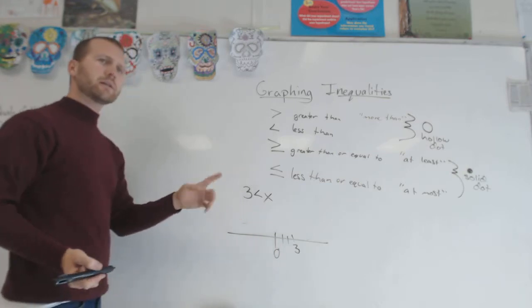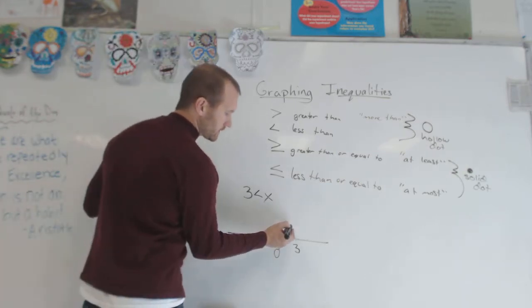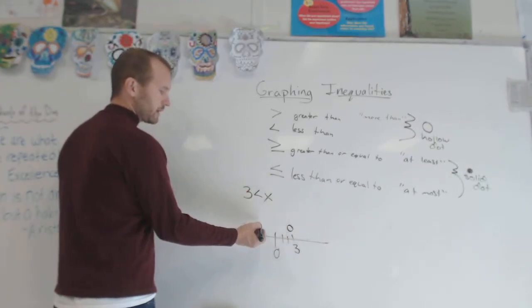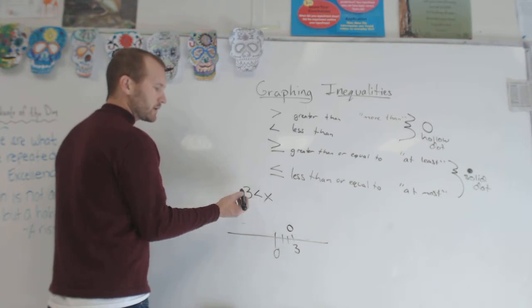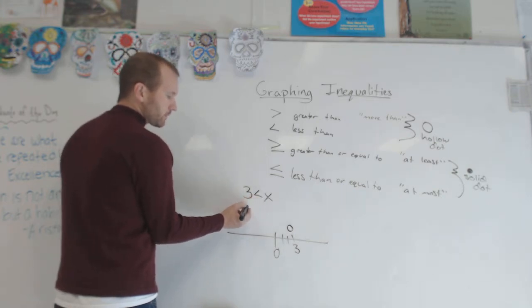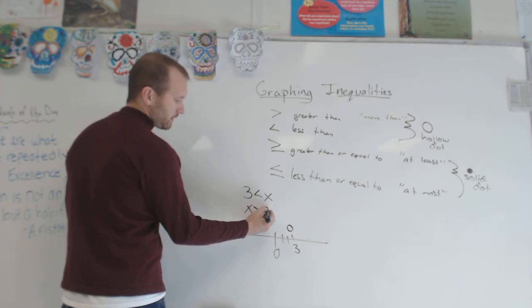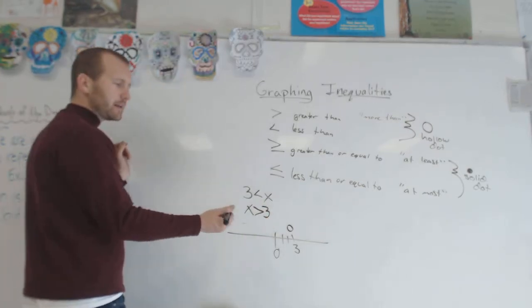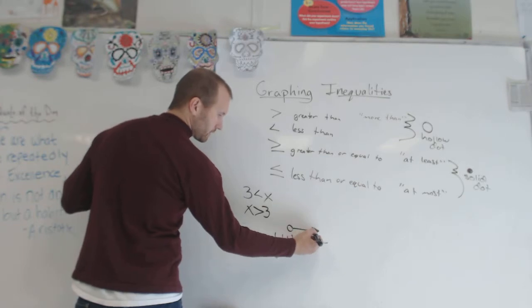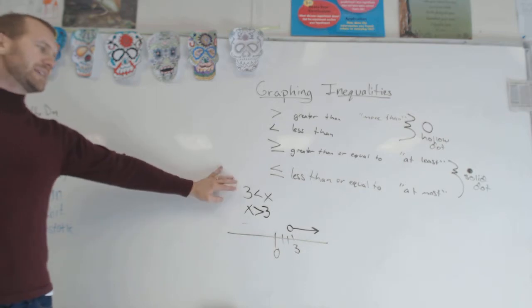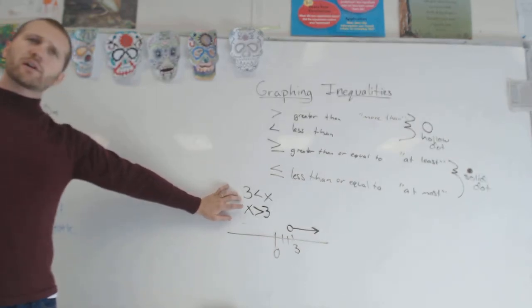Am I going to do a hollow dot or a solid dot? Hollow, because it's not equal to. But now this looks like it's pointing this way, right? But that's because the number is first. So let's rewrite this. Instead of 3 is less than x, what could I write? X greater than 3. And now I see that my arrow has to point this way. So I would take the time to rewrite these so that your variable is first in all cases.